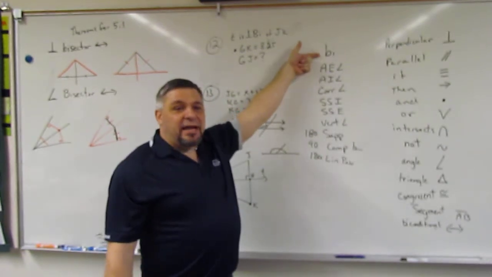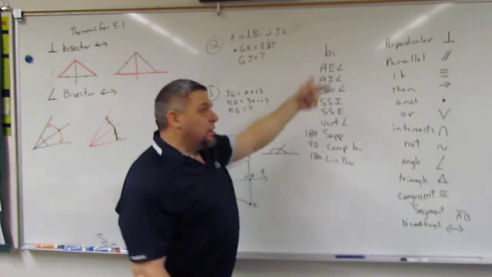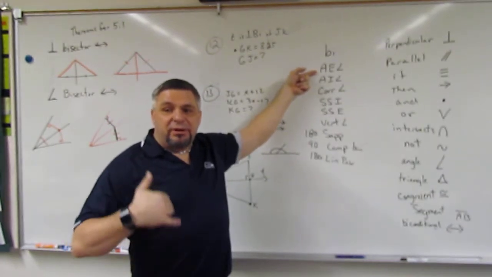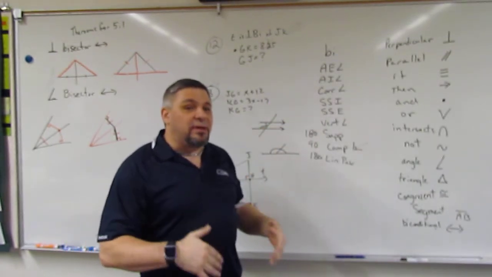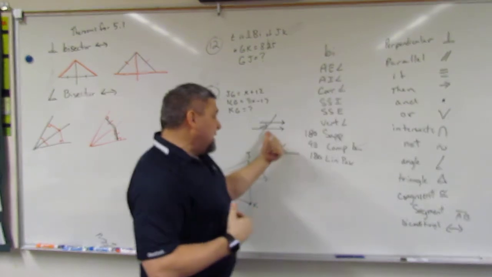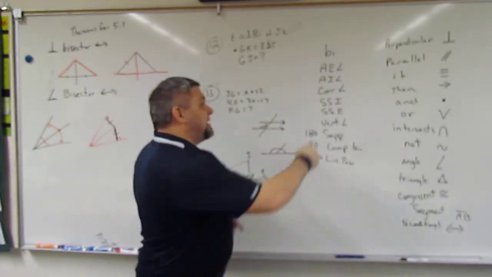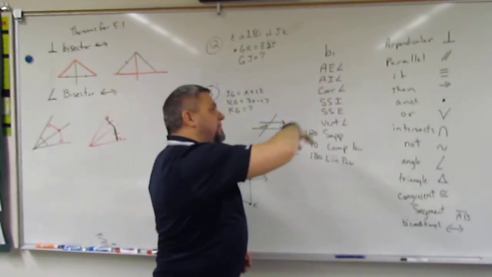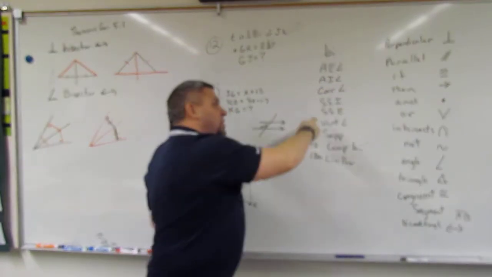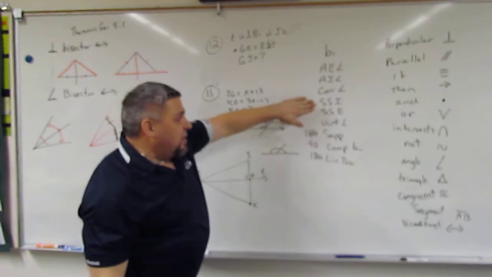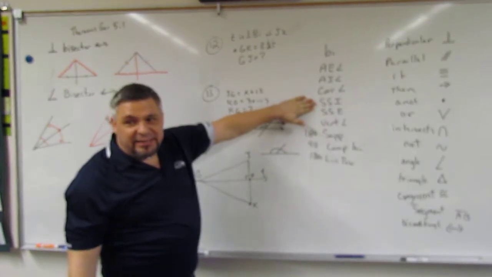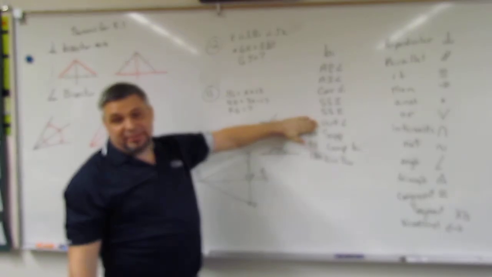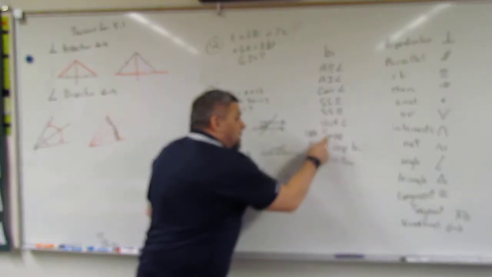So, bisectors. When we had the alternate interior angles with those parallel lines, right? So when we had these parallel lines, we had alternate interior angles, alternate exterior angles, corresponding angles, same side interior, same side exterior, vertical angles, okay?